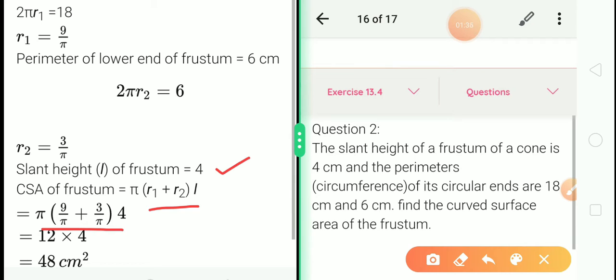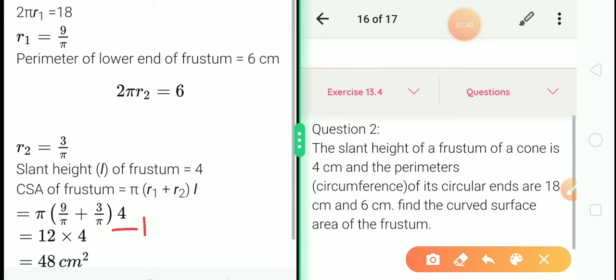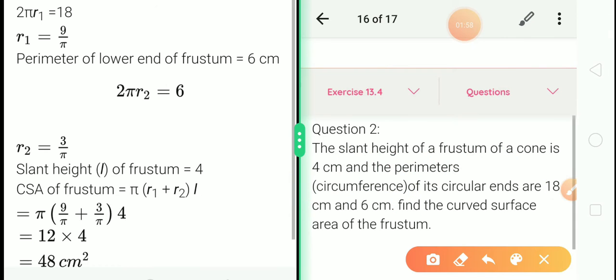Then you can take pi common from the bracket. So we will get next step as pi into 1/pi in bracket 9 plus 3 into 4. So this pi and this pi will cut, and 9 plus 3 is 12. So in the next step we will get 12 into 4, and 12 into 4 is 48. So answer of CSA is 48 centimeter square.